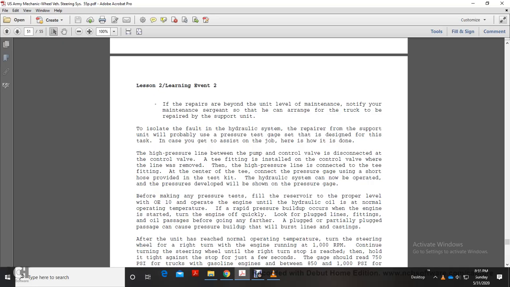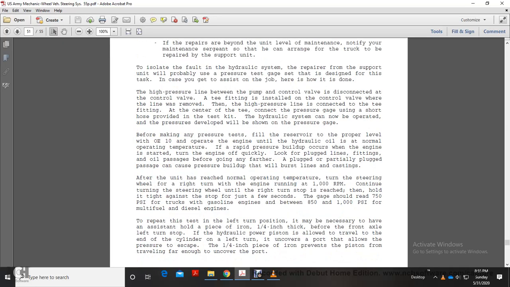Disconnect the high pressure line between the pump and the control valve. The T-fitting is installed at the control valve where the line has been removed. The high pressure line is connected to the T-fitting at the center of the T. Connect the pressure gauge using a short hose provided in the test kit. The hydraulic system can now be operated, and the pressure developed will be shown on the pressure gauge.